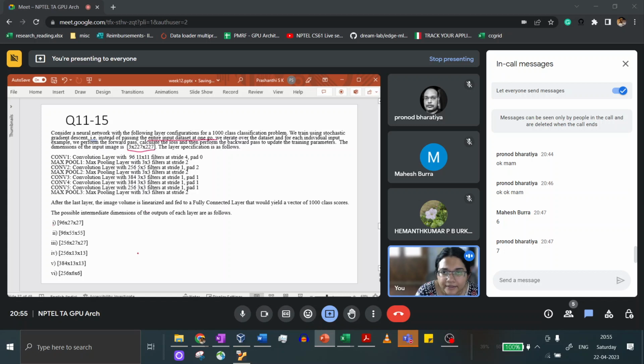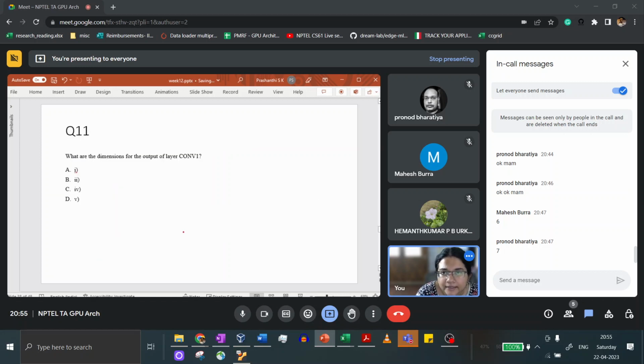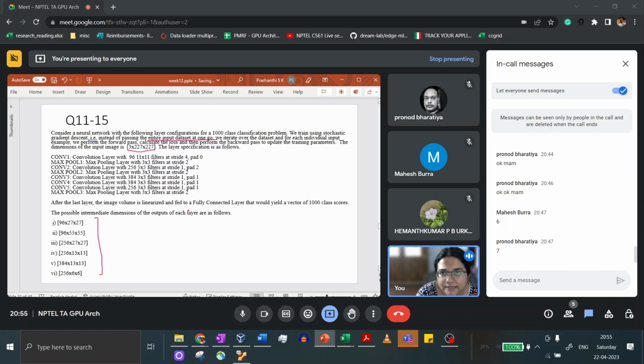The only difference here is you have 6 options giving you various dimensions, and you will be asked to pick from this, right? So let's see the first question. What are the dimensions for the output of conv1? These options are anyway here, so I'll just pause here. First question is very simple. You're asked for the output of conv1. You can take a minute and solve this.